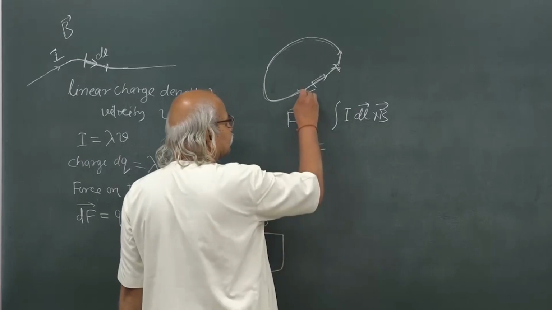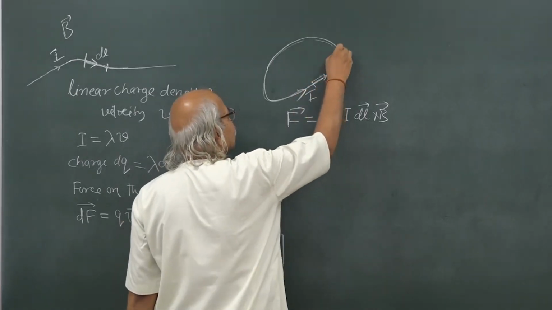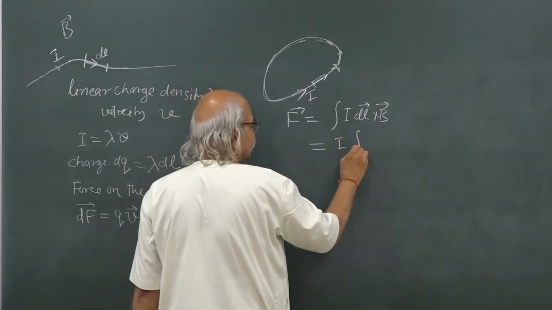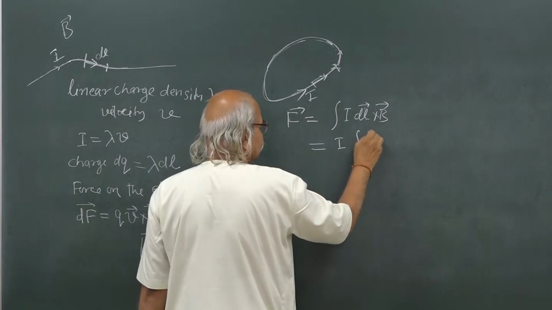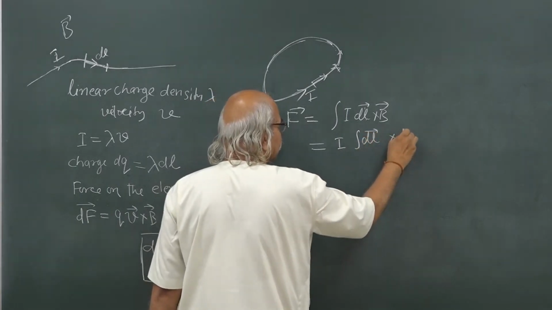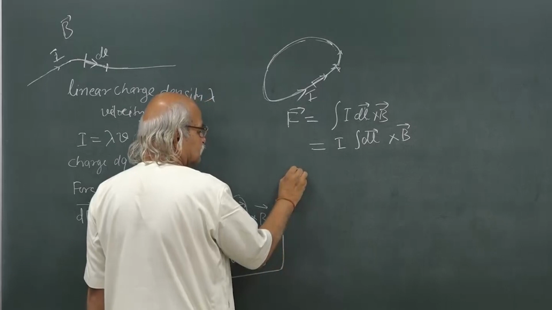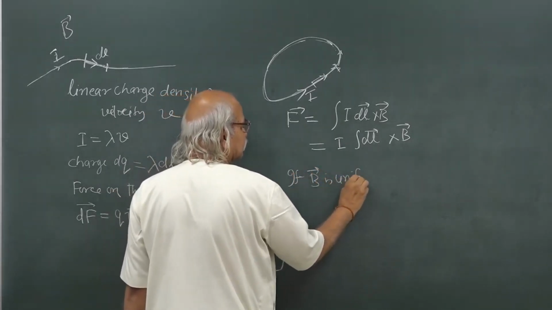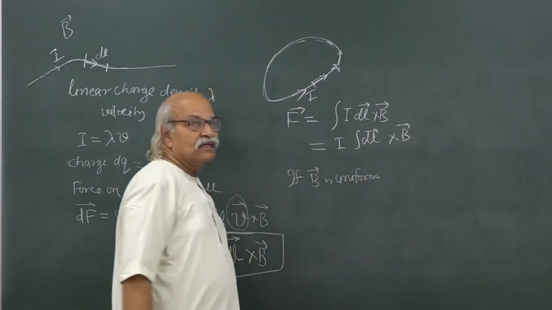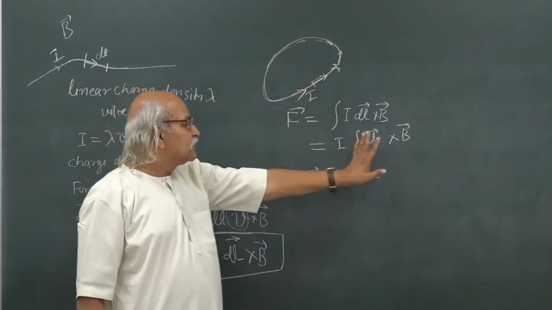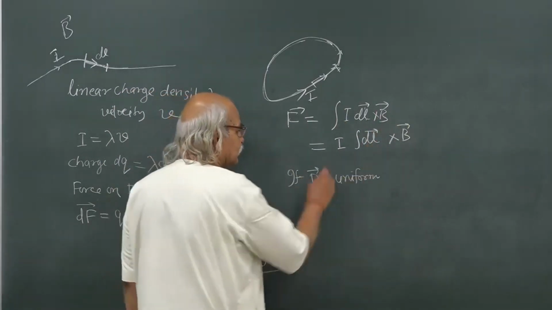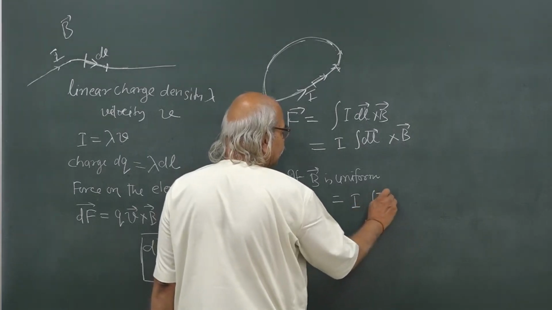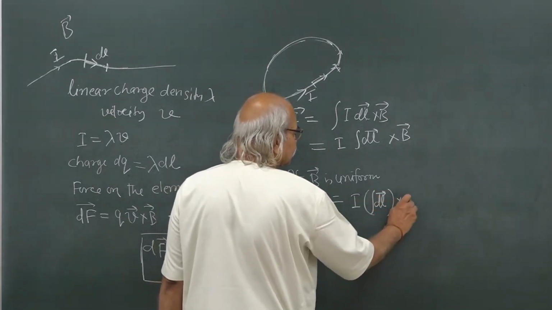Now I is the same, whether your dl is here or here or here, I is the same, I can take it out of the integration, dl cross B. Now this B, if it is uniform, same everywhere, then this also can be taken out, and then this will be equal to I integral of dl and then cross B.